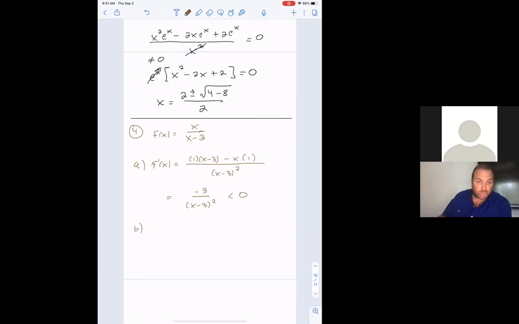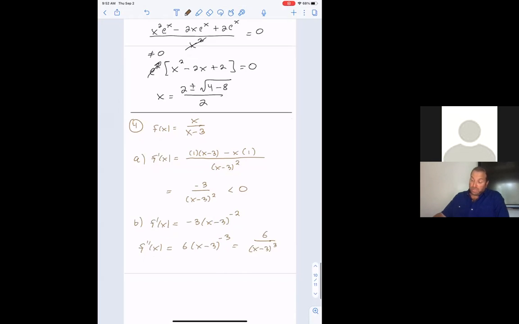B, show that f has no points of inflection. Well, you only have a point of inflection if the second derivative changes sign. Let's see if that ever happens. First, I'm going to rewrite f prime of x as negative 3 times x minus 3 to the negative 2 power. So I can immediately get the second derivative as 6 times x minus 3 to the negative 3, or 6 over x minus 3 cubed.